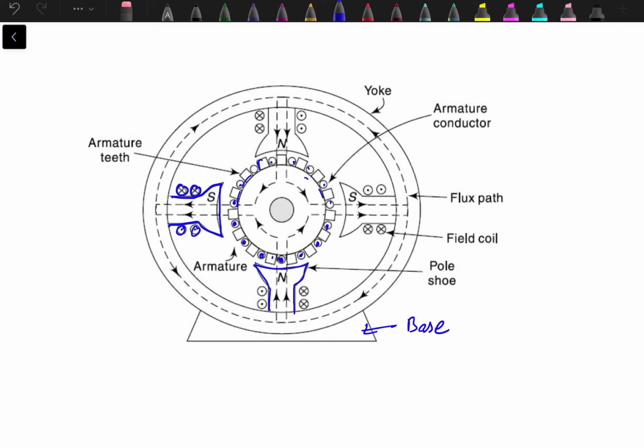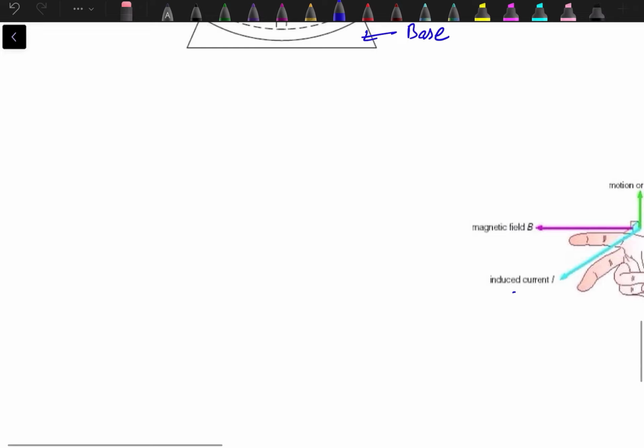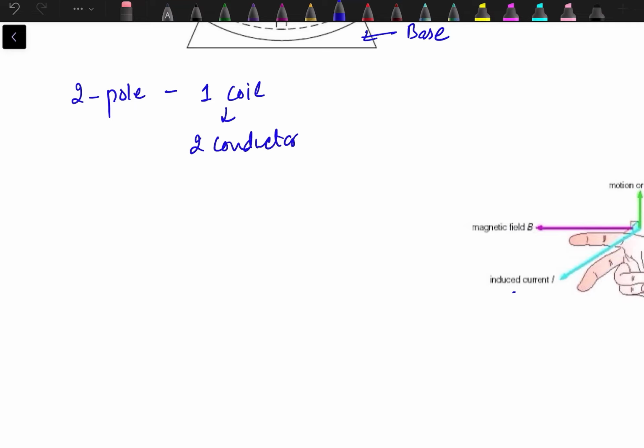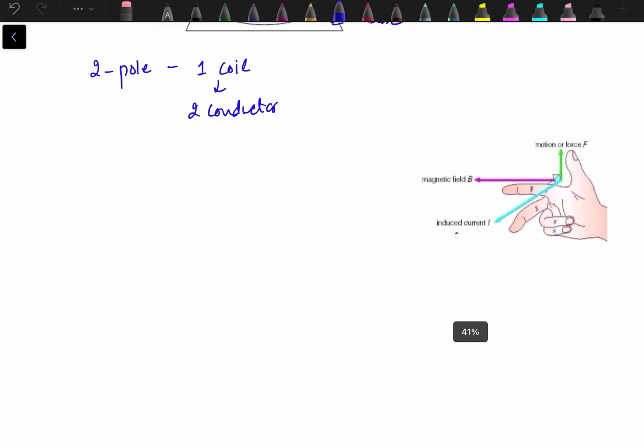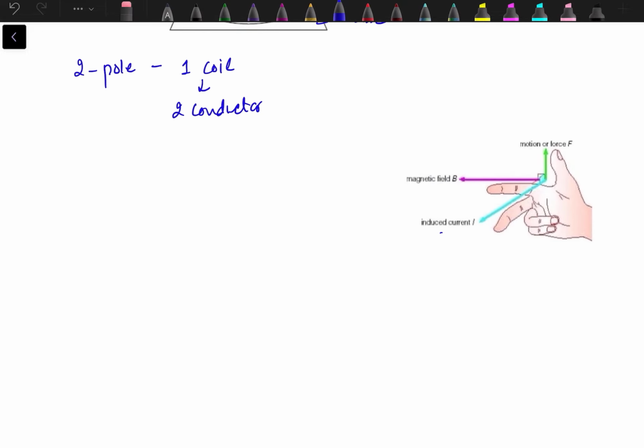Now, to understand the working principle of motor and generator, instead of using large number of conductors and large number of poles, I will consider a 2-pole machine with one coil. So one coil means two conductors. So I will consider that one. But before moving on to the principle, we need to know one rule which is very important.